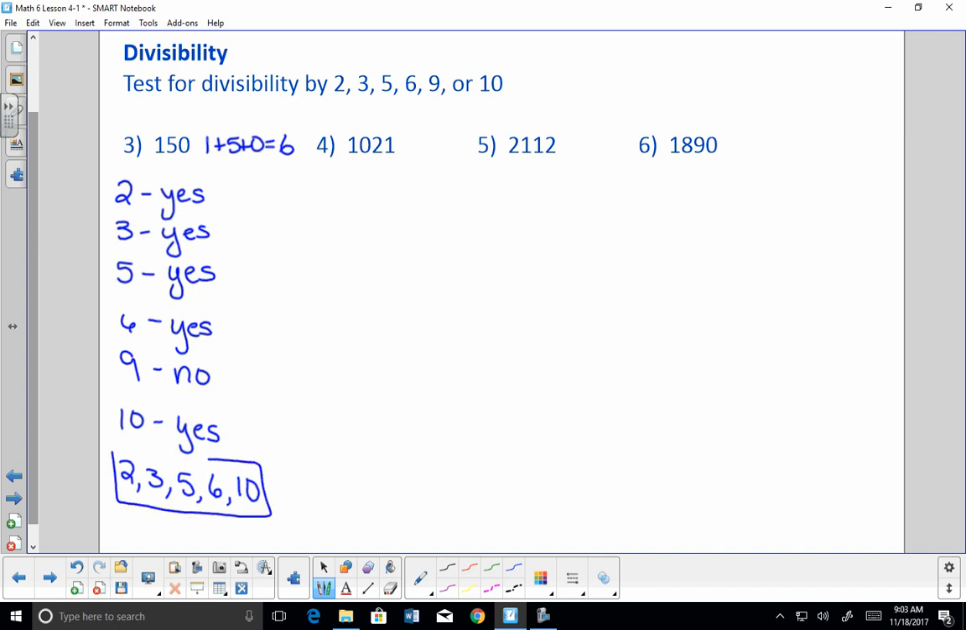And yes, there are some divisibility rules for 4 and 7 and 8, but they are fairly complicated and very rarely used, so we'll introduce those in later math classes.